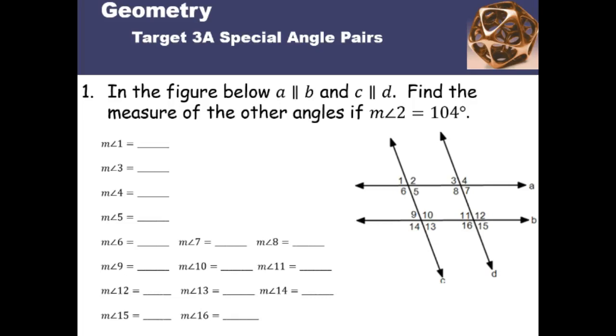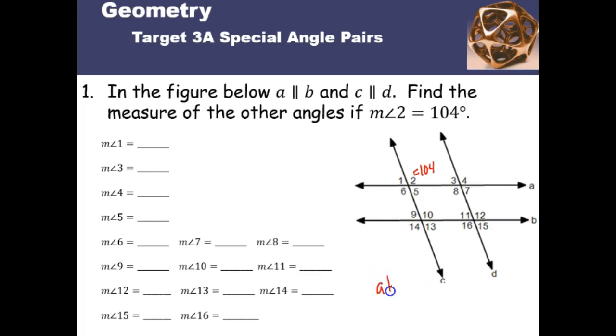Hello, this is the Target 3A Special Angle Pairs review. So we're given that angle 2 is 104, and we have to find all of the other angles. Now there's many ways to do this, there's not just one way. So what we want to look for is our special angle pairs, which I'm going to review right down here.